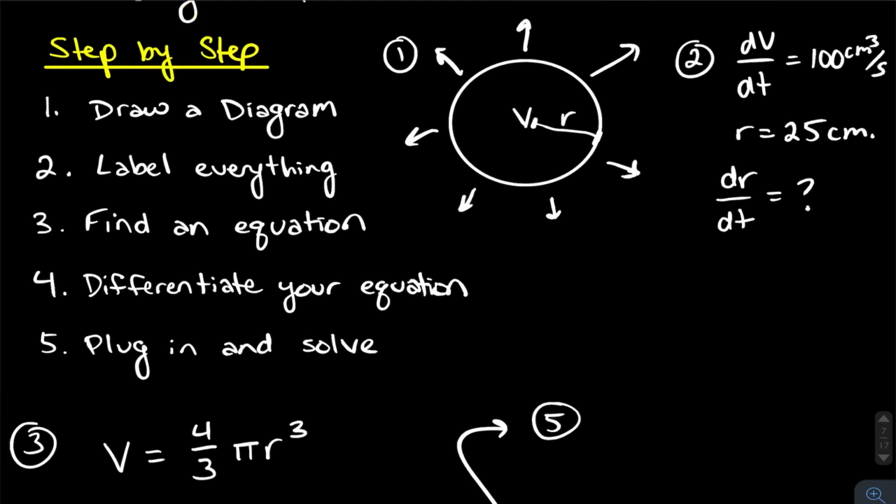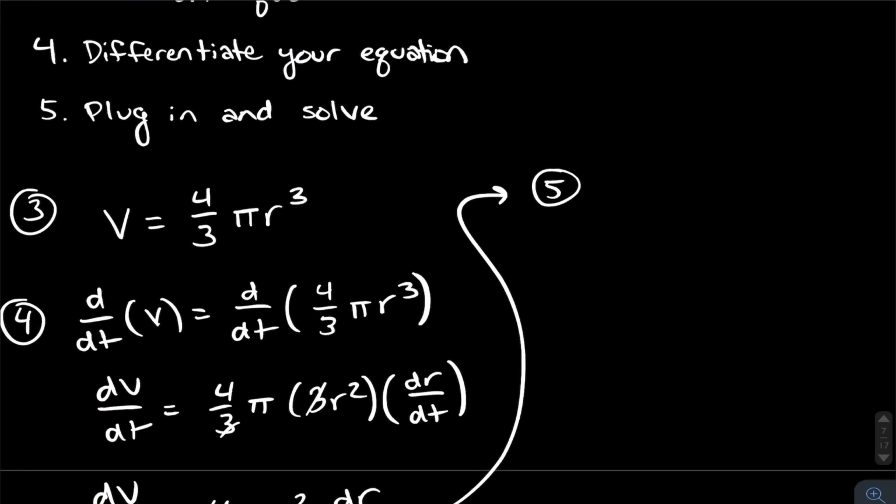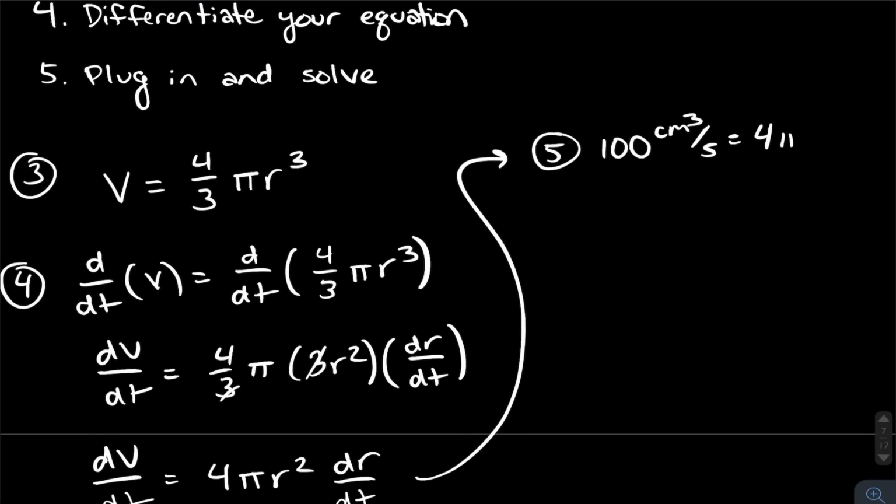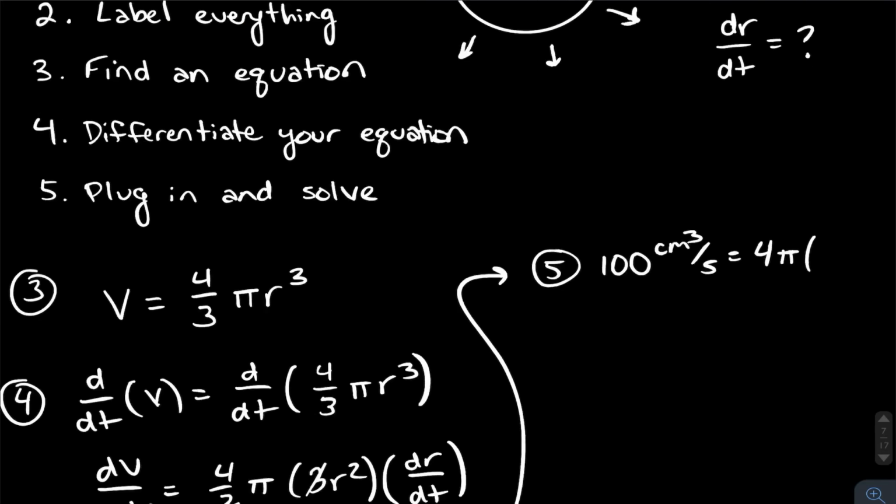So dv/dt we know is 100 centimeters cubed per second. And I'm not sure if your teacher is going to be much of a stickler about units. I don't think mine necessarily was.